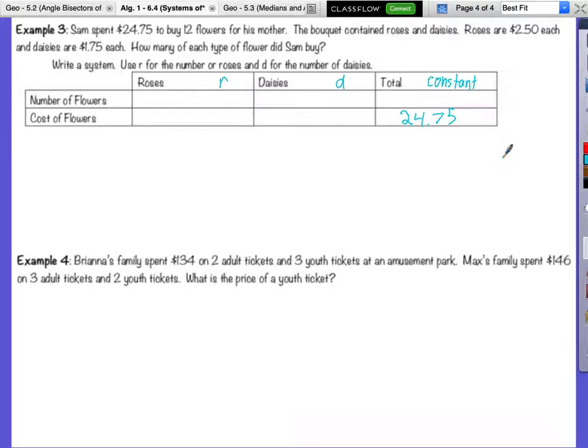The total flowers is 12. So for number of flowers, we're gonna put the total as 12 there, right? We're told Sam spent a total of $24.75 to buy 12 flowers. Watch how we got those two numbers in those two boxes right now. Very important setup right now. Okay? Can somebody help me fill in another box?